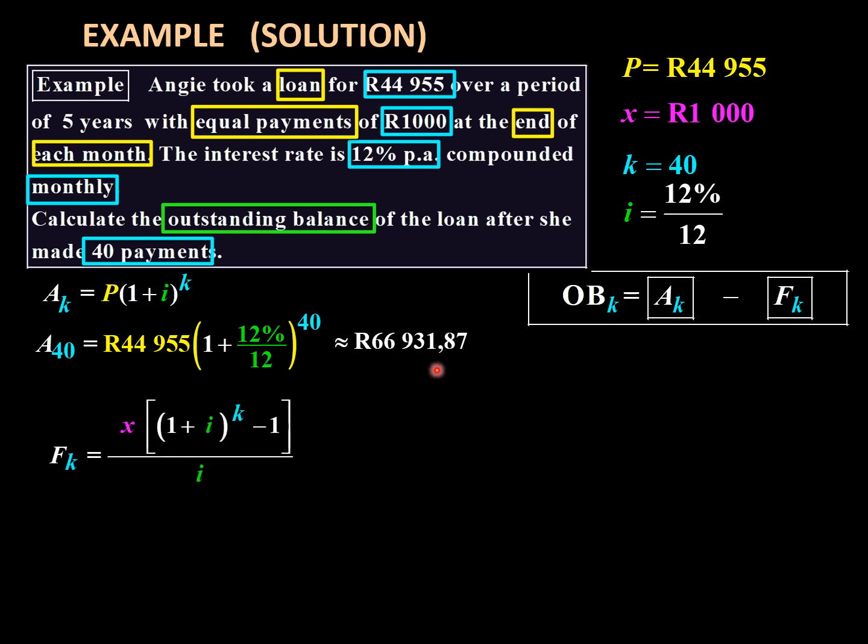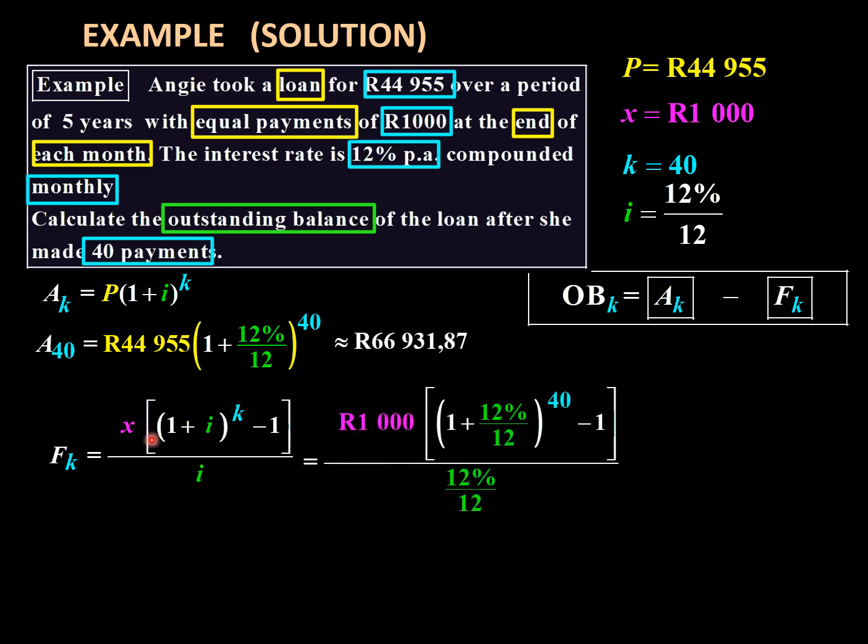Then we look at the future value. There's the future value formula. We substitute 1,000, that's the payments. It's the same interest rate, 12% over 12. And you see that this 40 must correspond with that 40. And we do this calculation. And that ends up as 48,686 Rand and 37 cents.